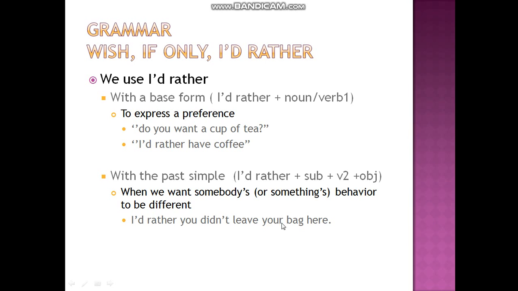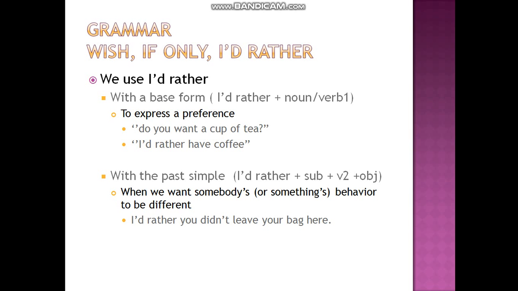I'd rather you didn't leave your bag here. Well, from the sentence, we can figure out that someone did leave their bag here, and I wish their behavior would be different. I wish they would change what they did. I'd rather you didn't leave your bag here. Why did we use didn't? Because for the negative form of the past simple, we use did, and we use verb 1 after did. Okay? I'd rather you didn't leave your bag here.